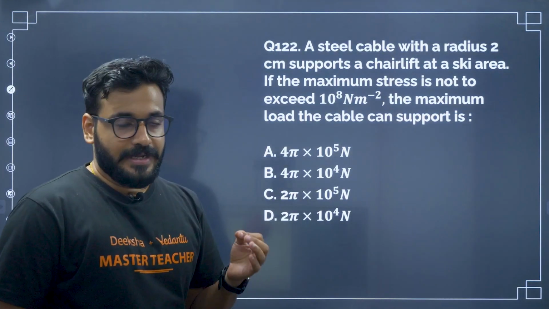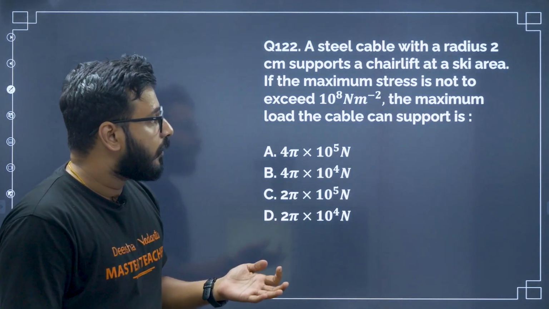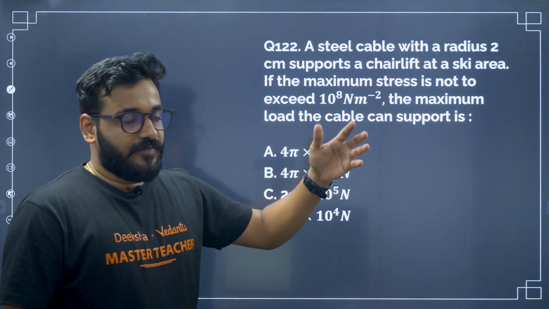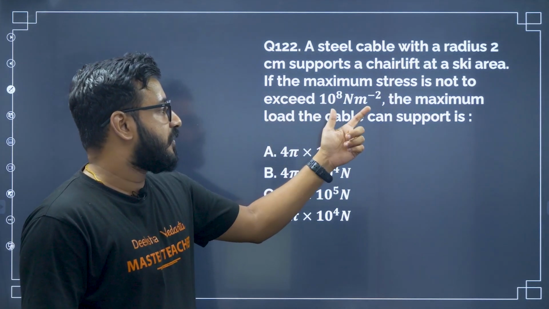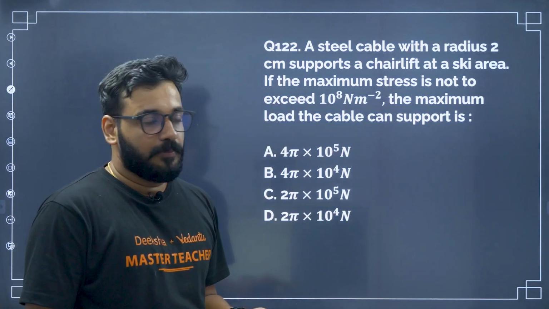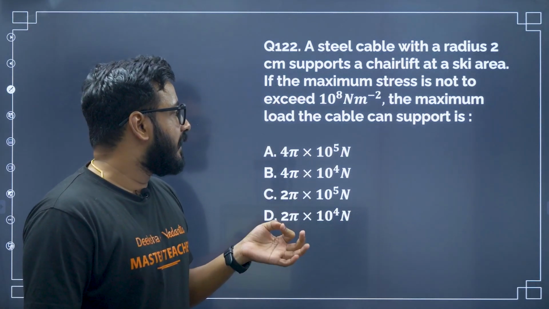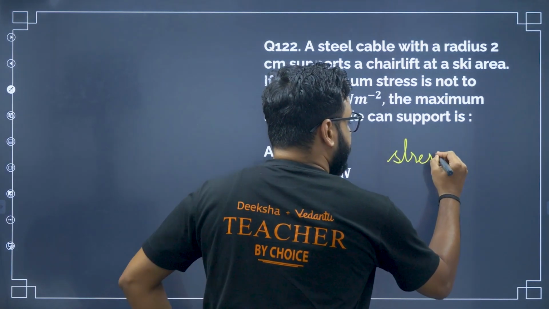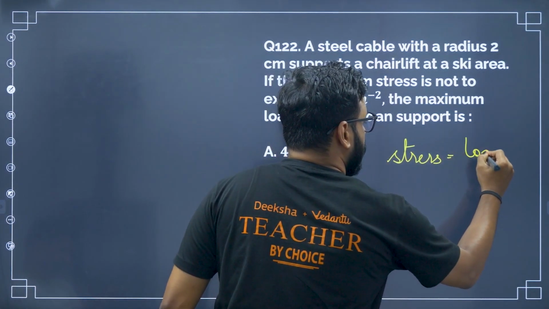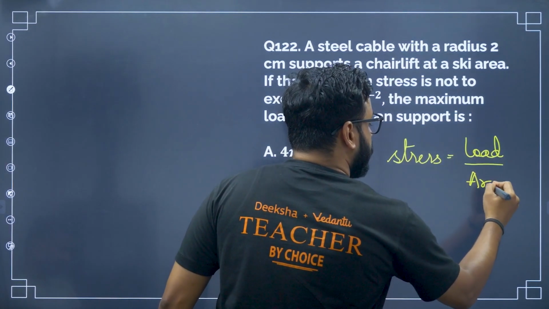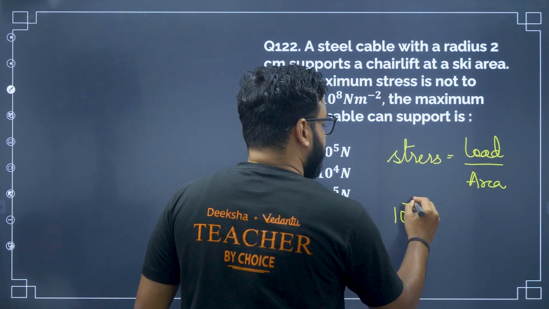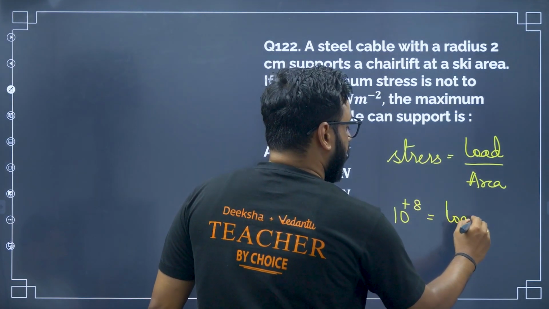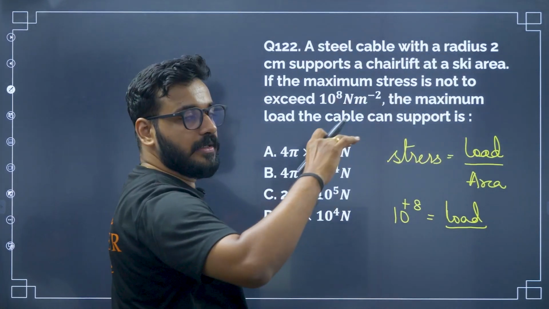A steel cable with a radius of 2 centimeters supports a chairlift, like a cable car, at a ski area. If the maximum stress is not to exceed 10 to the power 8 Newton per meter square, what is the maximum load the cable can support? Very simple. Once again, you are being directly tested on the stress expression, which is load by area. The stress is already given. Maximum stress possible is 10 to the power plus 8. Load is unknown, and the radius is 2 centimeters.